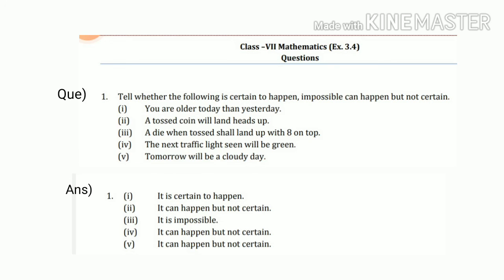Now the next one, the next traffic light seen will be green. Can happen, but it's not sure. It can be red or yellow also, right? Next one, tomorrow will be a cloudy day. It can happen but not certain. So let's move to the next question.